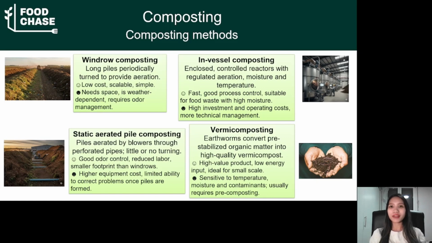Considering the composting methods, the simplest method is windrow composting. In this method, long and narrow piles are periodically turned to provide aeration. It is low cost, scalable, and simple. But this method needs space, and since it is in open space, it's weather dependent. Also, it requires labor management.